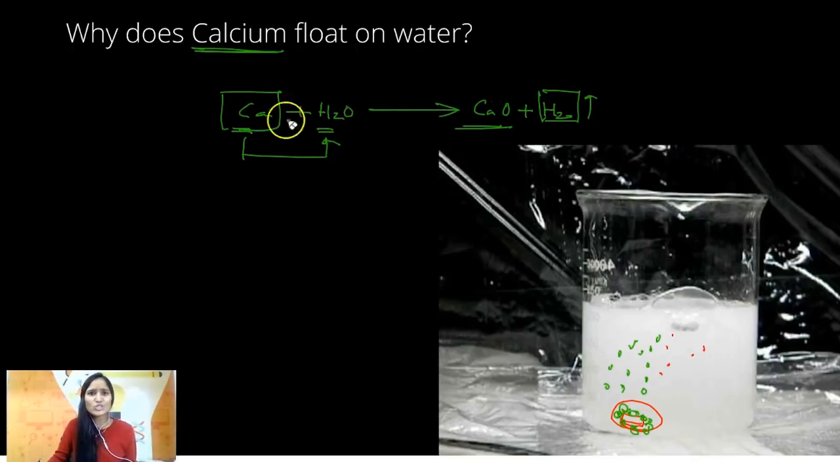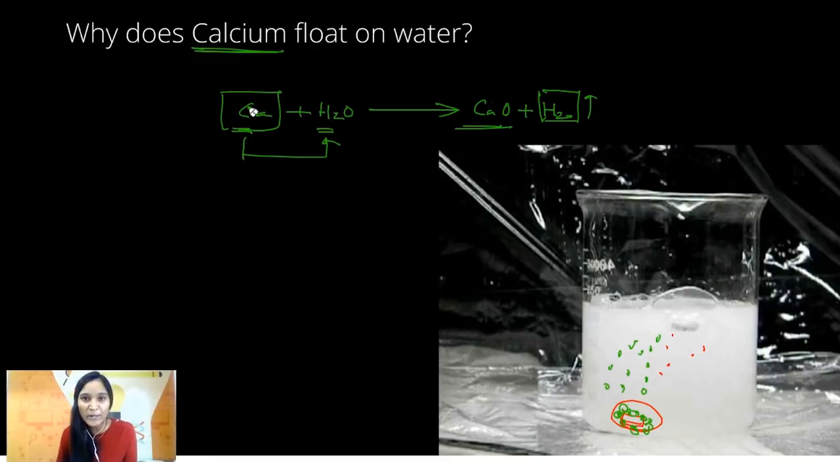Calcium hydroxide is not stuck to calcium anymore. It is just dissolving into water. It is soluble in water. It's an alkali, right? And calcium mass reduces and hydrogen is also stuck to it. All the bubbles of hydrogen carry the chunk of calcium to the top of the water. That's why calcium starts floating after a while.